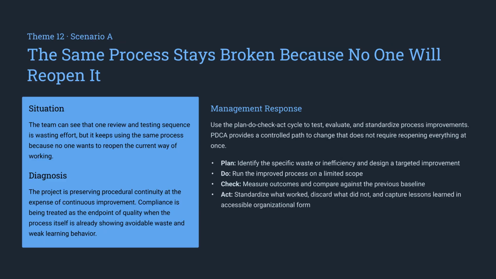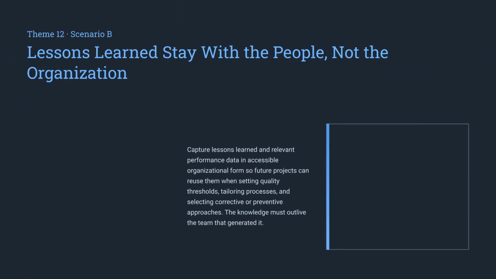In our first scenario under continuous improvement, we see a team stuck with a broken process simply because no one wants to restart it. The diagnosis is that the project is prioritizing procedural continuity over actual progress. The solution is to use the PDCA cycle, plan, do, check, act, to test and refine improvements in small, controlled increments.